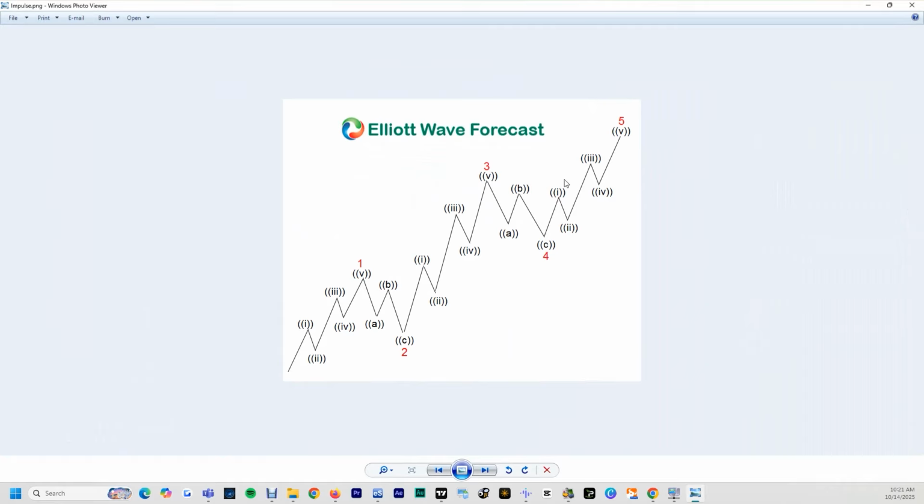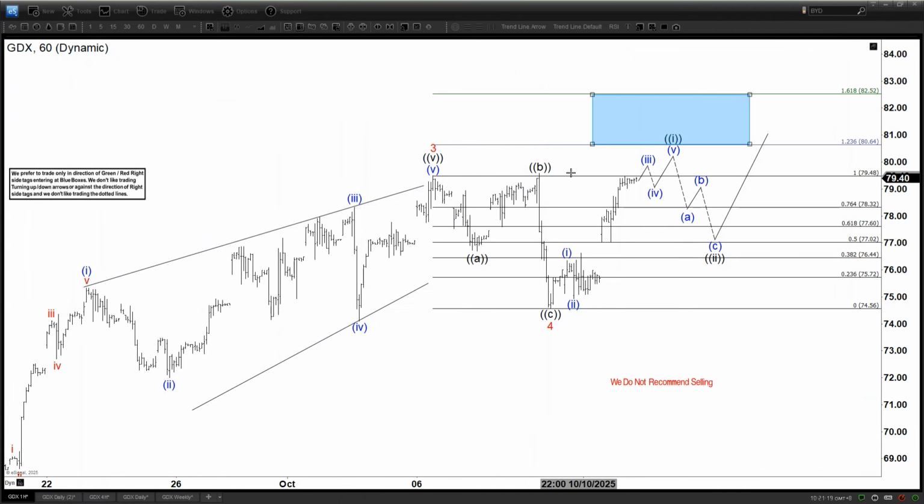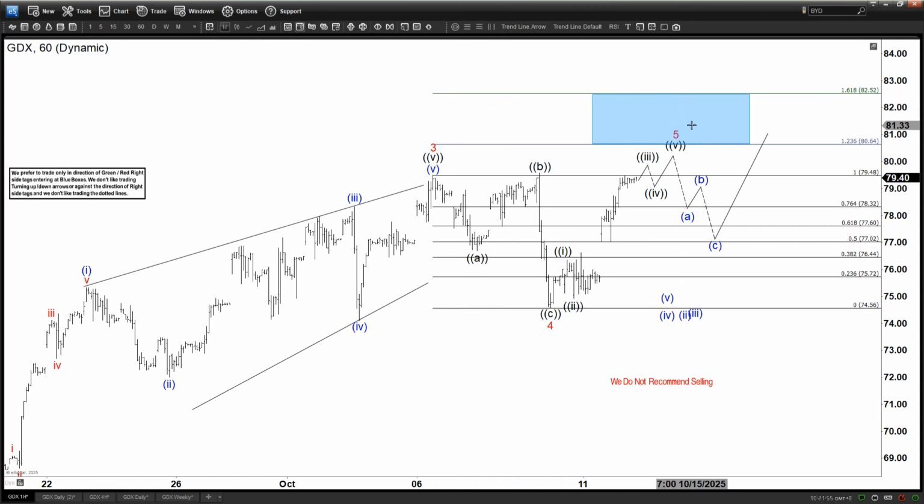Now another alternate here: since we will finish this one above 3 already, that means as an alternate we could have completed like this. We could have completed the entire 5 in red right there, right? So instead of ending 1 of 5, we could have ended 5 itself in that potential target zone, which is 80.6 and 82.5. But it's very strong right now in the rally, and so we don't want to pick the top here, and we're going to be looking for extension higher.